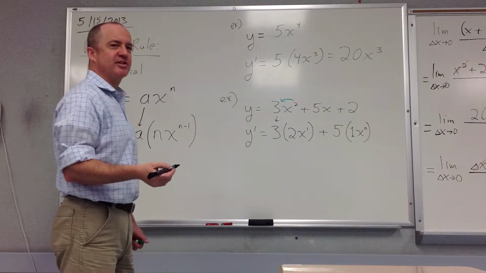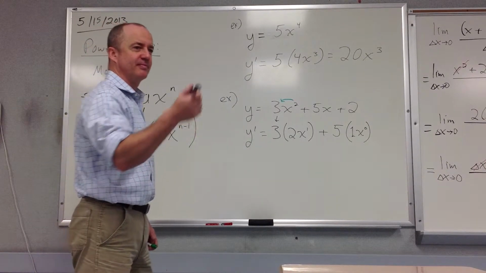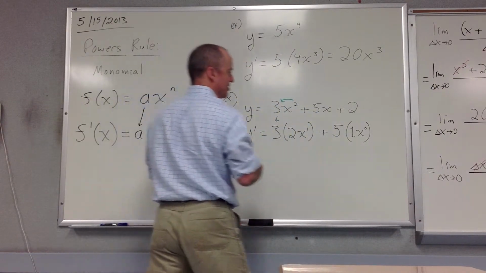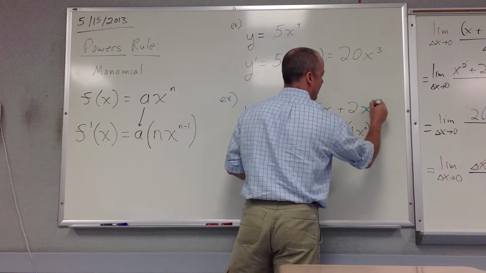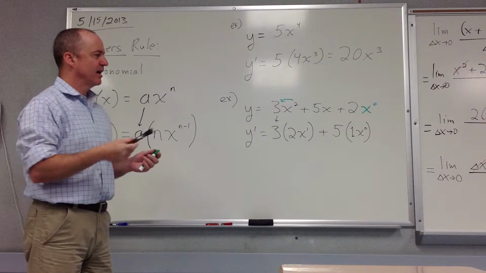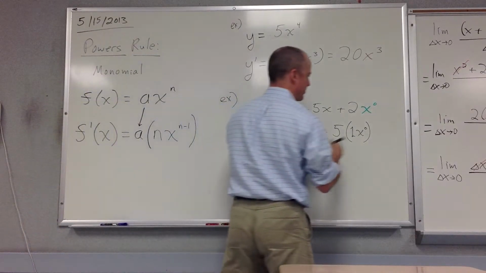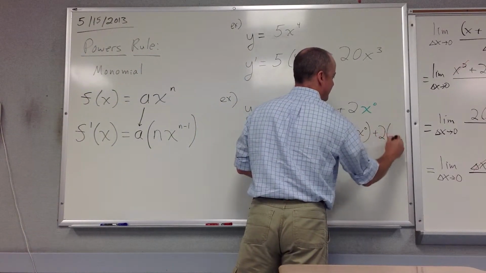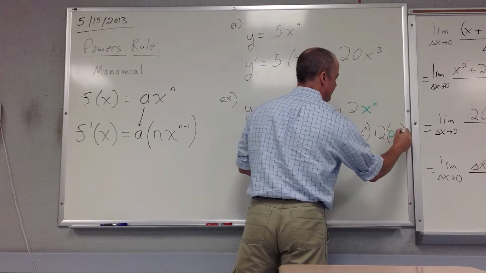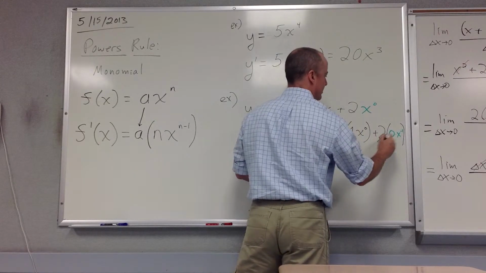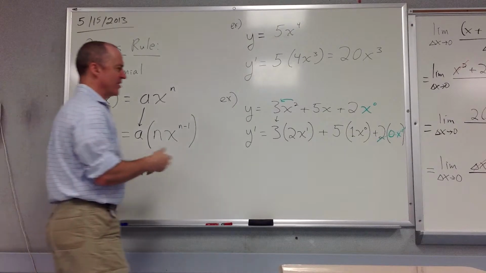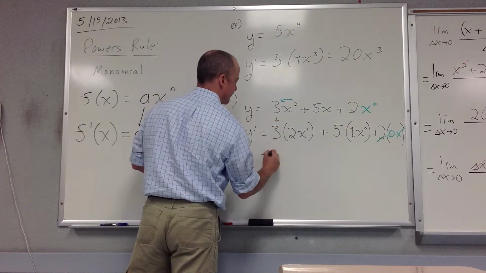What's going to happen to that plus 2? Nothing? Do you have to bring it down? Well, there's a couple of ways to look at this. Here's my favorite. Could I write that as 2 times x to the 0 power? Yeah, because there would be 2 times 1. And then if I bring down the 0 as a coefficient, I would have 0 times x to the negative 1, so you get 0. So the power rule works there, it goes away. So my final derivative of this quadratic is 6x plus 5.